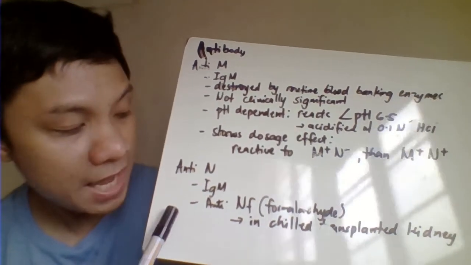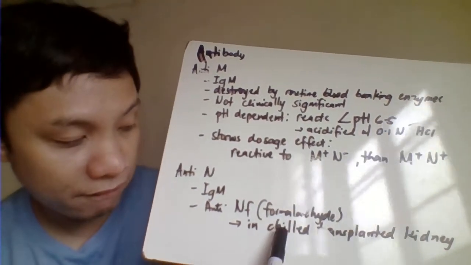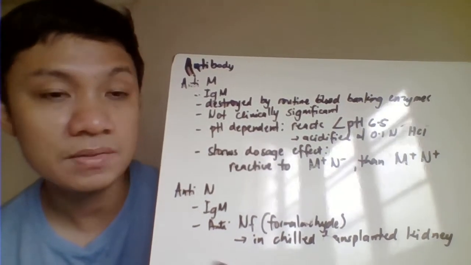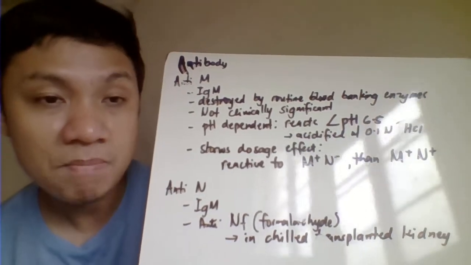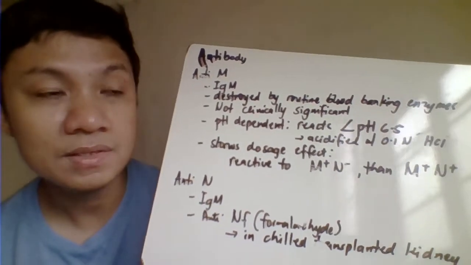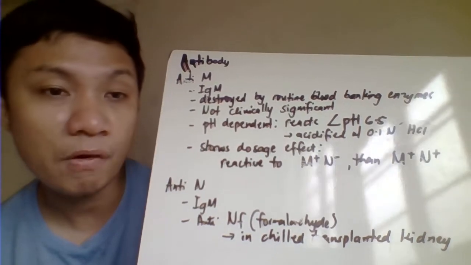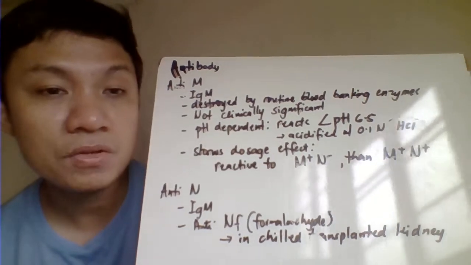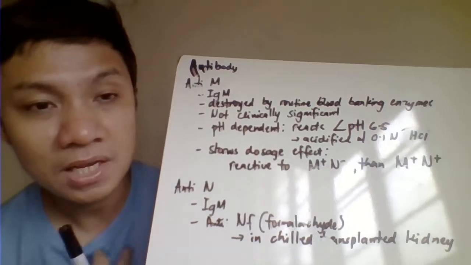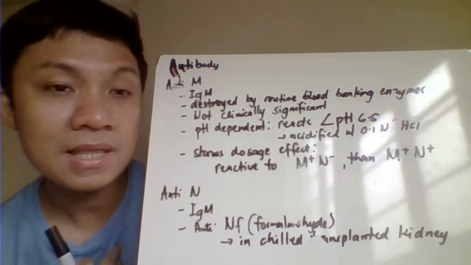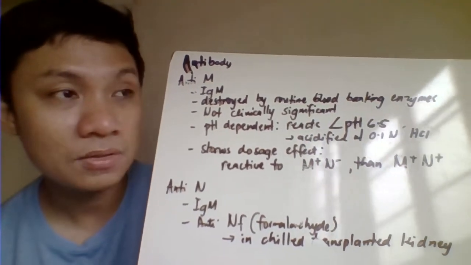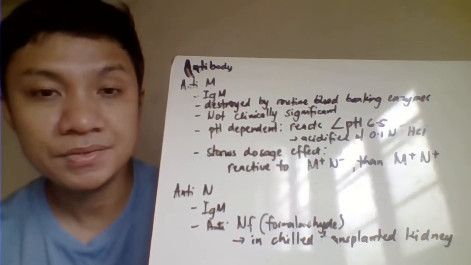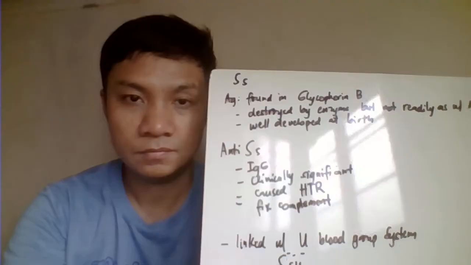Okay, there's a special type of anti-N, anti-NF. Okay, so this is that type of your anti-N antibodies being produced from patients undergoing dialysis where the equipment used during the dialysis treatment ng patient that has been exposed to your formaldehyde. Since nag-expose sa formaldehyde, nagiging immunogenic siya, antigenic, and the patient would have a tendency to develop an antibody directed towards that one, so that's why magiging anti-NF na siya. Okay, so that's for the M and for your N.